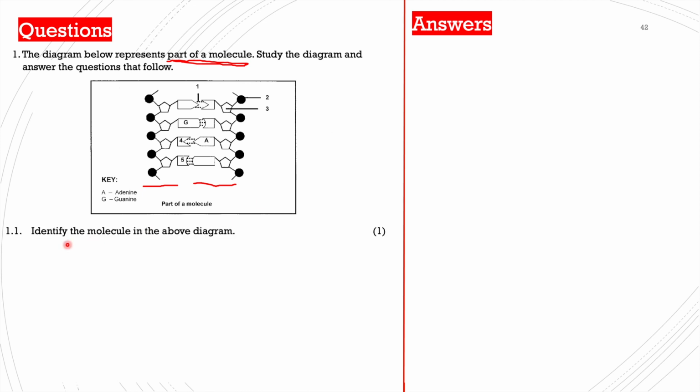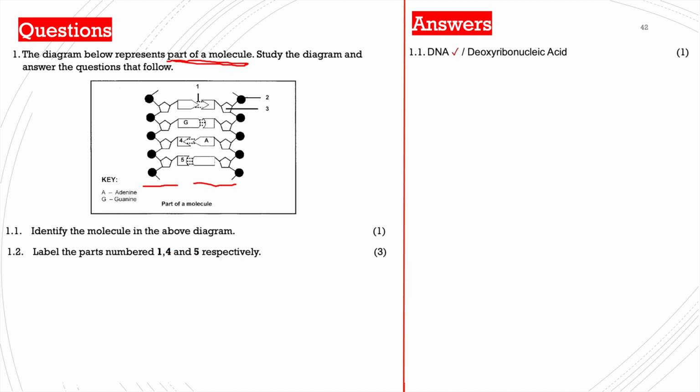Question number 1. Identify the molecule in the diagram for 1 mark. Like we said, because it has two strands and the weak hydrogen bonds are joining the two strands, this molecule has to be DNA. So you can write the word DNA, the abbreviation DNA, or in full, deoxyribonucleic acid. Question 1.2. Of course, you're going to find a question like this. Label the parts numbered 1, 4, and 5 respectively.